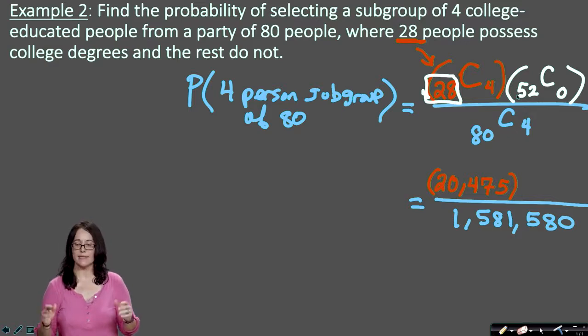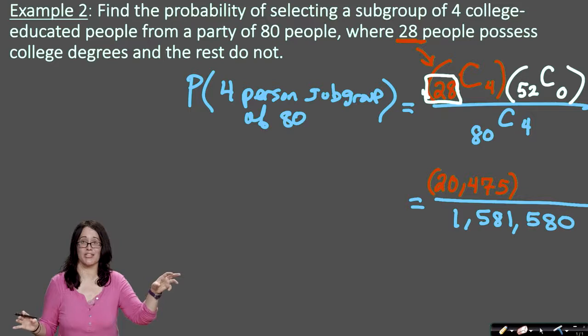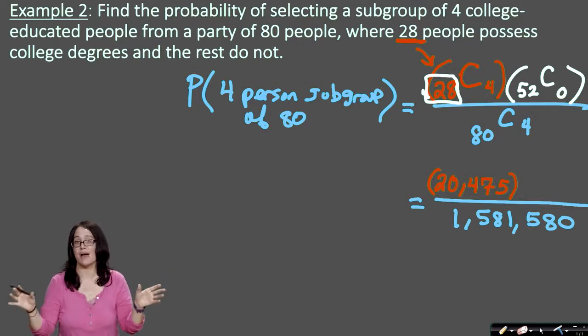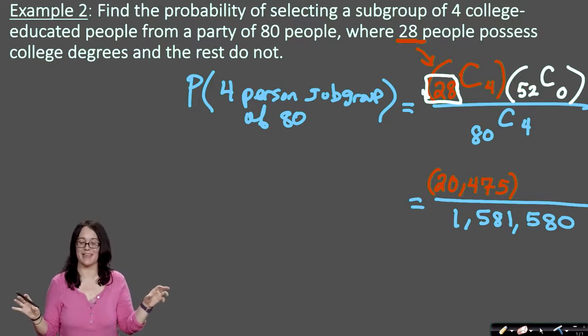But the reason I wanted to show you this is twofold. On the one hand, in some examples coming up, you're going to see, in your homework especially, where we want to take maybe 3 people from the college-educated group, but 1 person from the non-college-educated group. So it would be important to know how to set that up. 28 choose 3, 52 choose 1. Something like that would happen there.